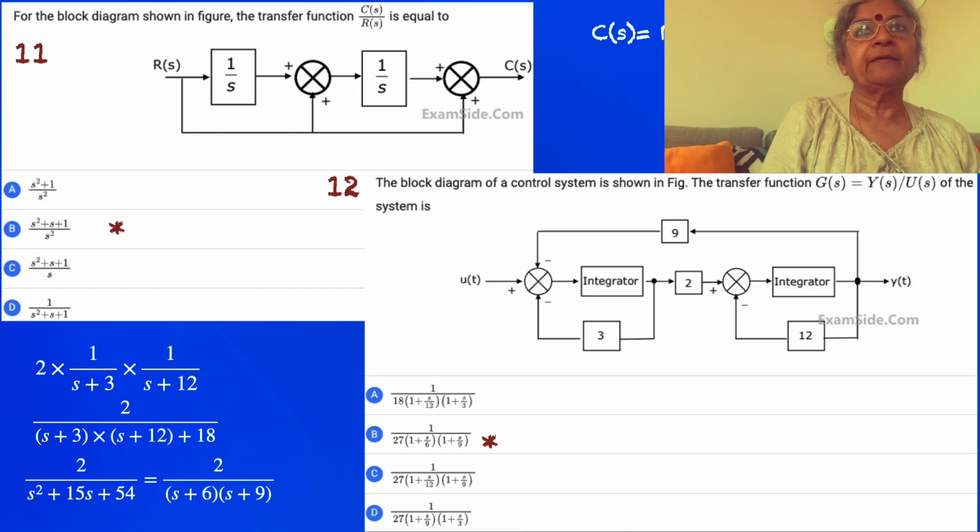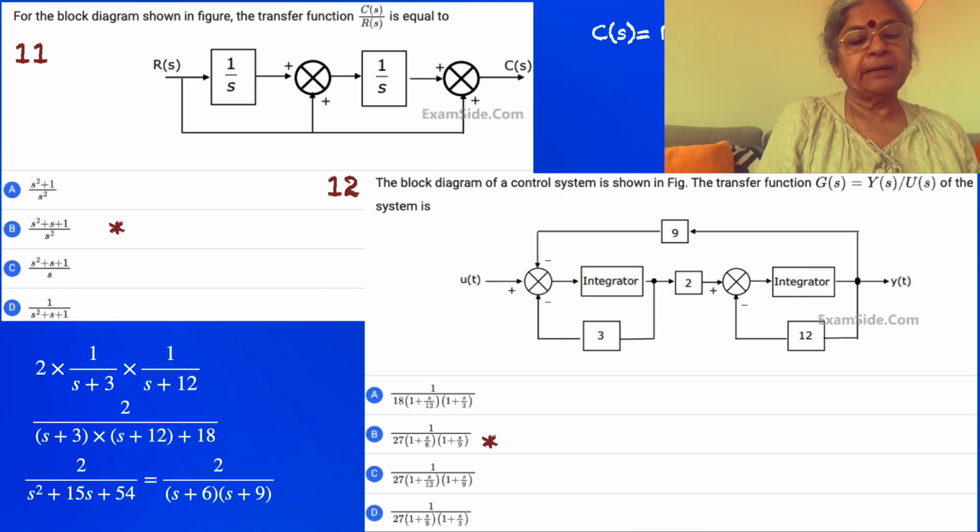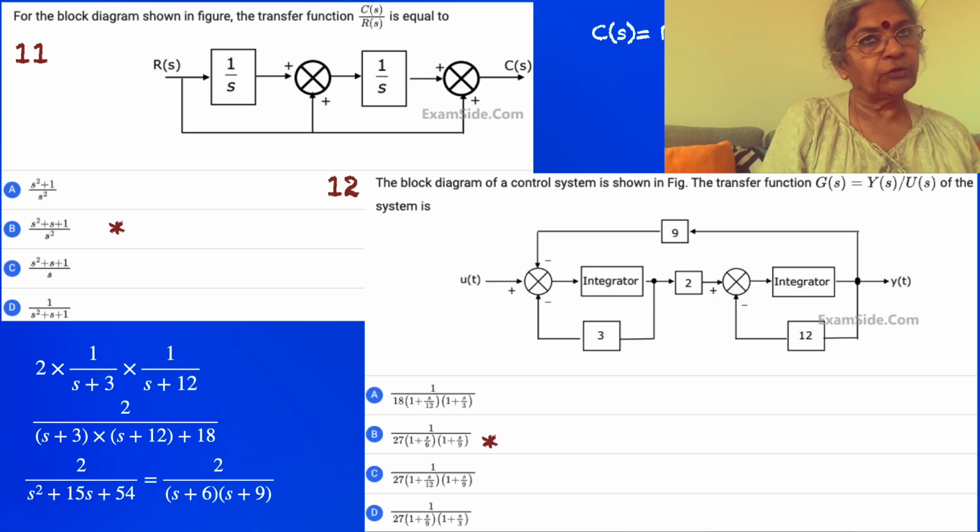So what have we done here? We have gone through 2 steps. Of course, you might use pen and paper. First we observe 2 individual feedback loops, 1 by S plus 3 and 1 by S plus 12, multiplied by the other component of the feed forward path, which is equal to 2. So 2 into 1 by S plus 3 into 1 by S plus 12 is now getting a feedback of 9, and it's also a negative feedback.